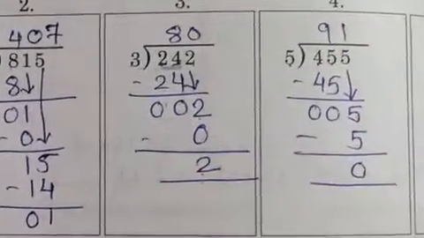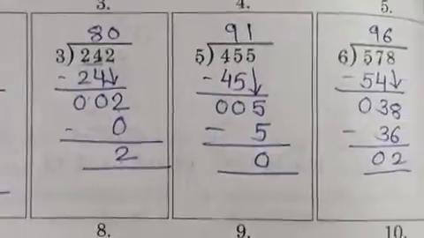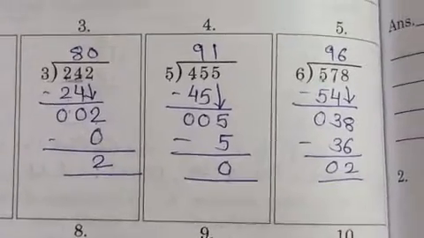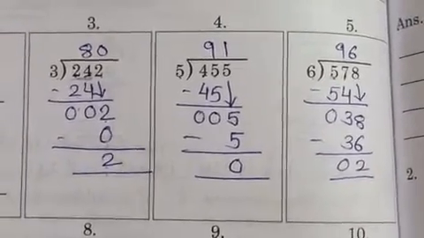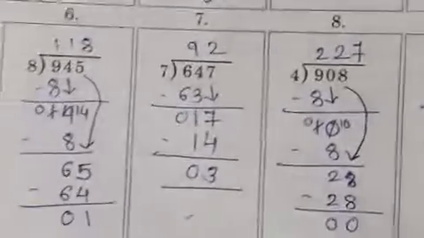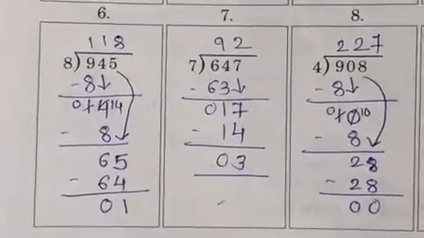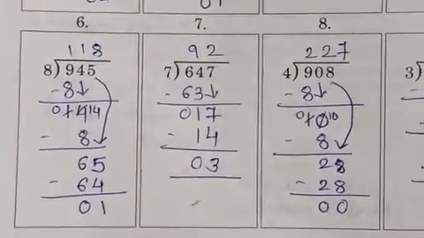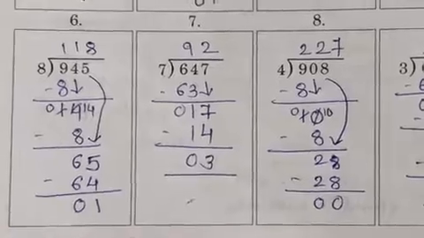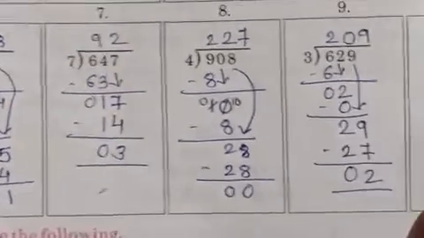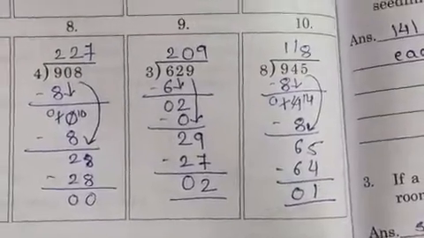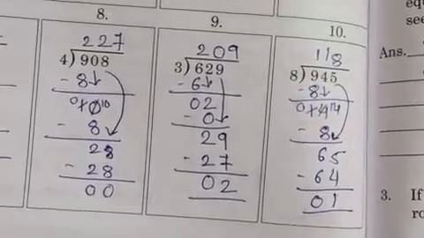So in this way, students, you are supposed to solve the division sums where you don't get the remainder 0. This is third, fourth, fifth, sixth one here. Then 6th, 7th and 8th. Okay, you all can say it is visible to you all. Then is 9th and 10th.